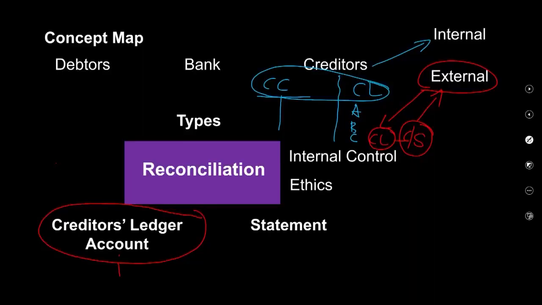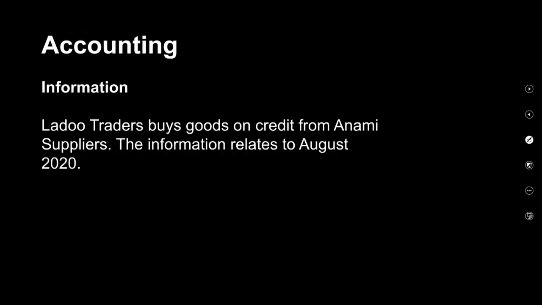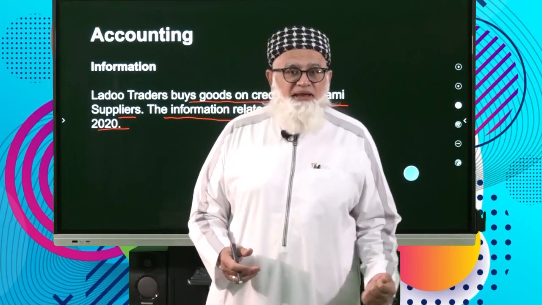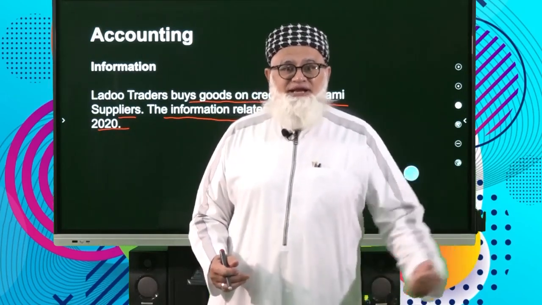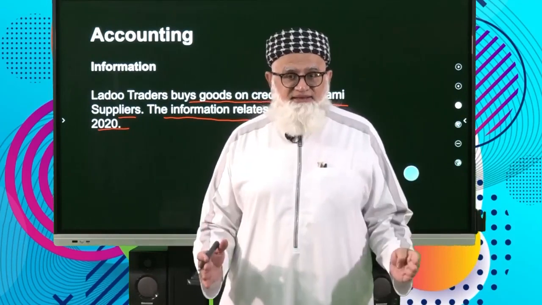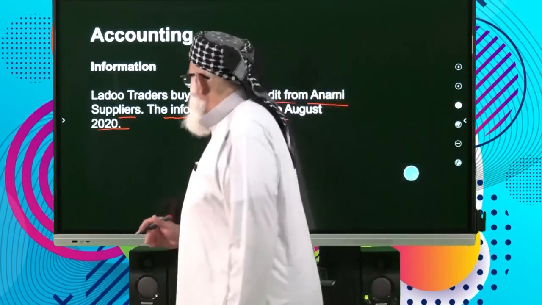Okay, so let's look at a question now. It says here, Laddu Traders buys goods on credit from Anami suppliers. The information relates to August 2020. Firstly, identify who we are. We are Laddu Traders. Who are we buying from? We are buying from Anami suppliers. So that's our creditor. Once you've ascertained that, now you look at the next part of the question.